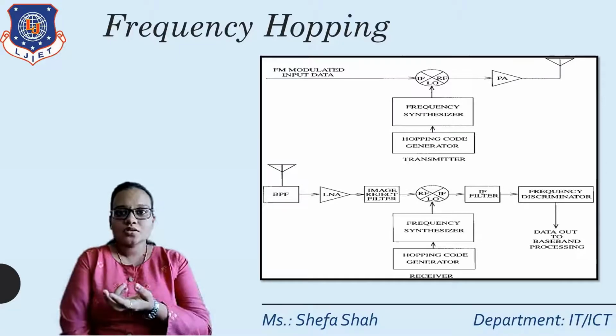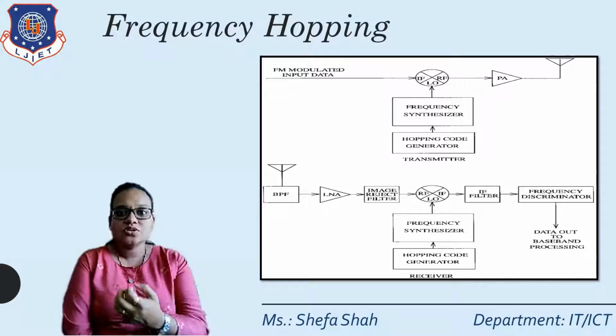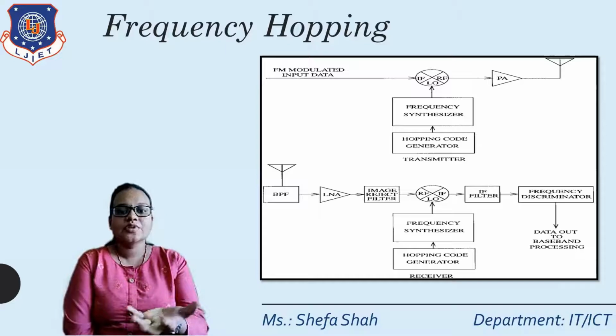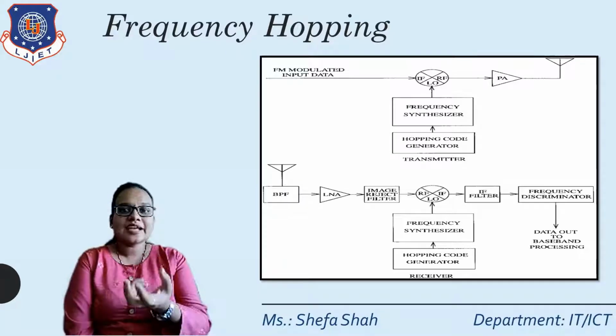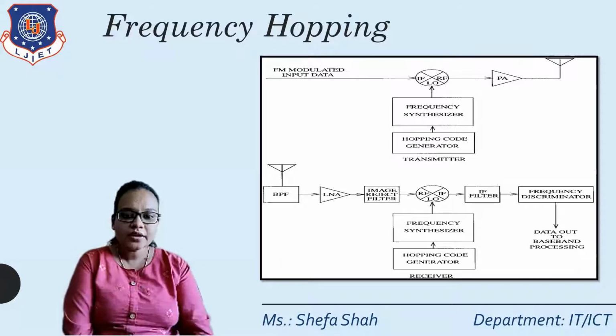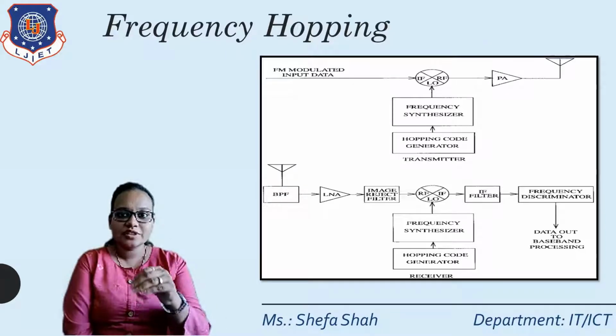This local oscillator is connected with the frequency synthesizer. So the frequency which we need to eliminate from this particular data while transmitting is given by this frequency synthesizer, so that will be eliminated and the intermediate frequency will be generated, right? And this eliminated frequency is generated with the help of this hopping code generator. Clear? And at the receiving side, the signal is received with the help of the antenna.